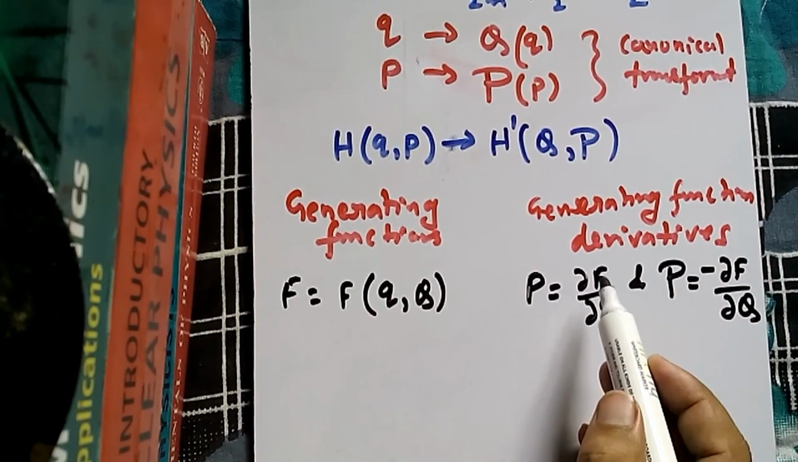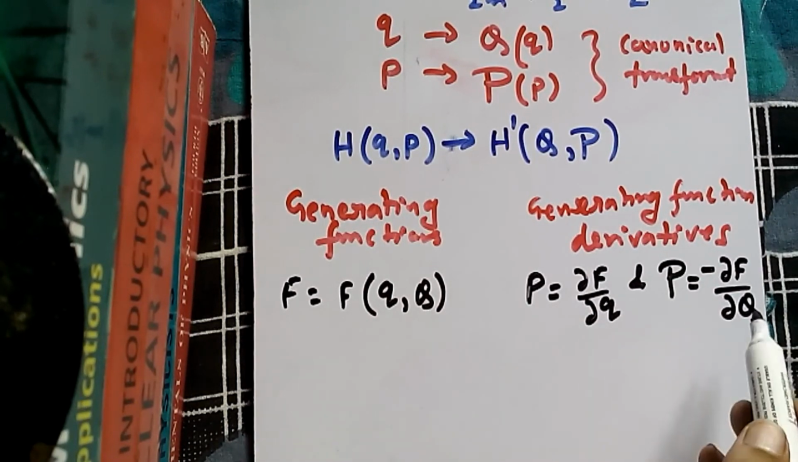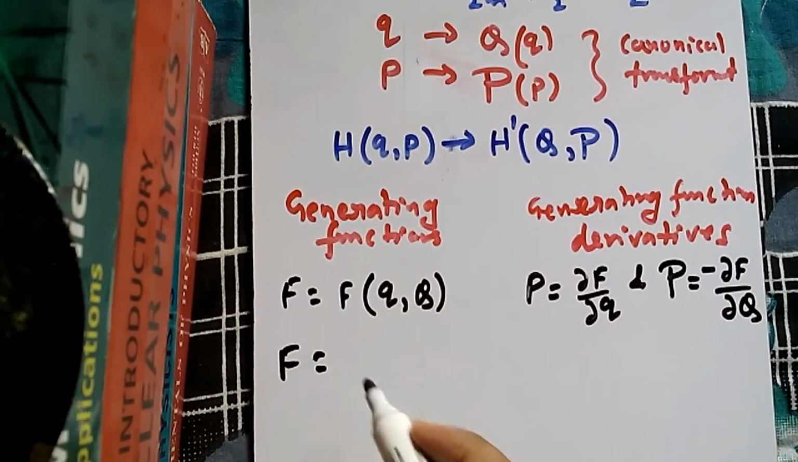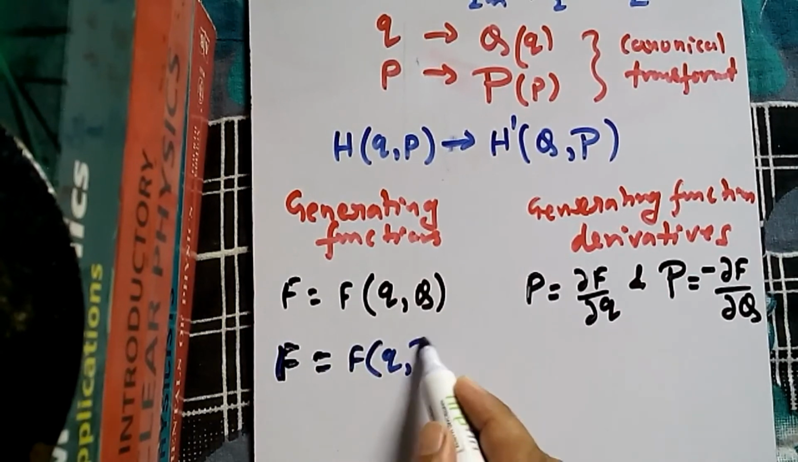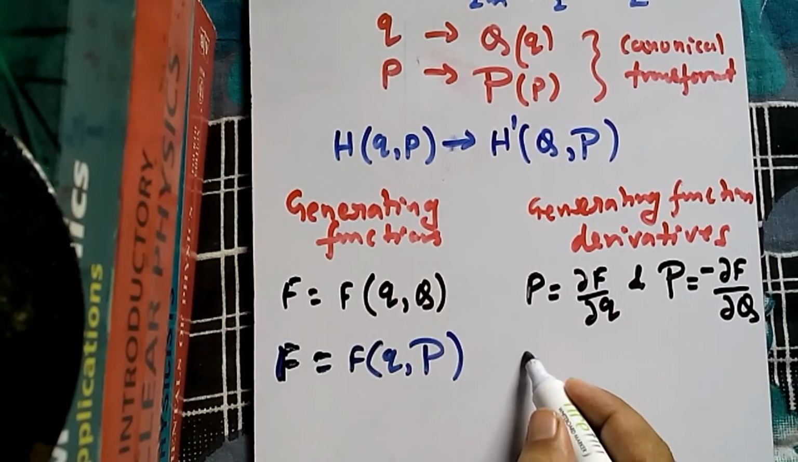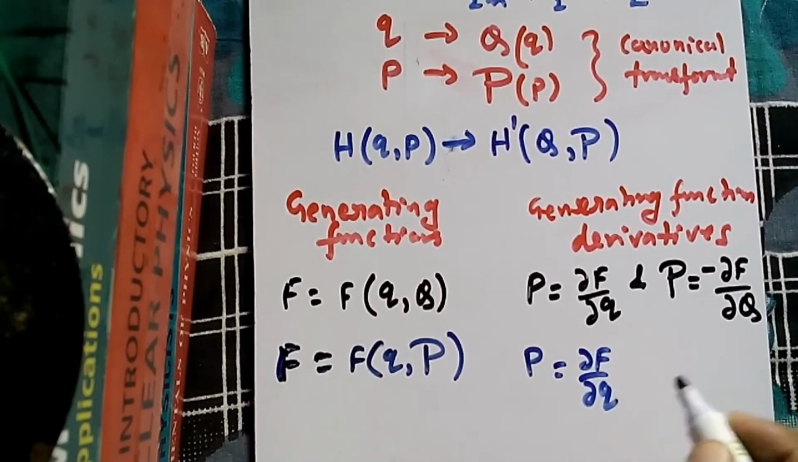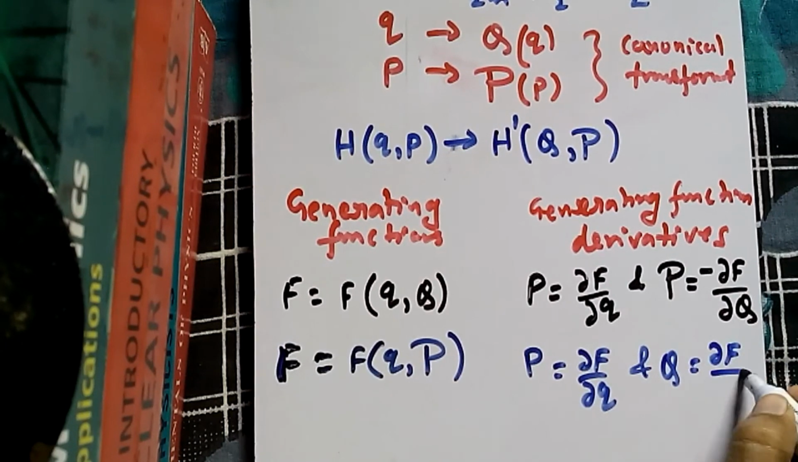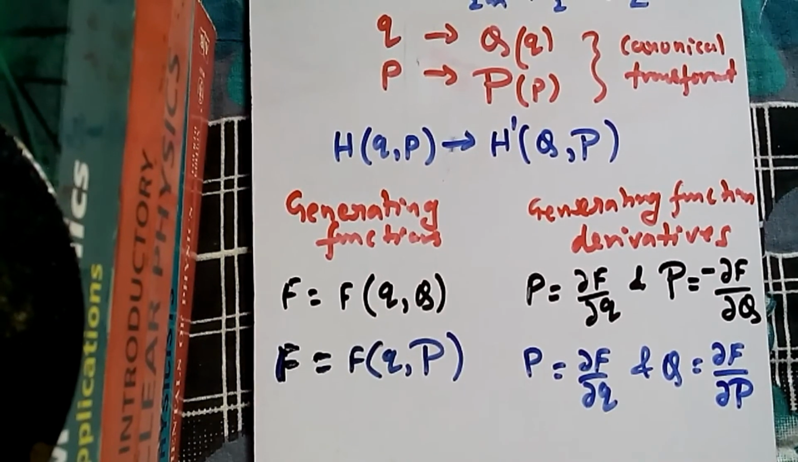It is obvious that this function can be differentiated with respect to small q, and this function can be differentiated with respect to capital Q. So these are the formulas you have to remember. Now a generating function can also be a function of small q and capital P, and therefrom we have two formulae. P is equals to del F by del q, and capital Q is equals to del F, here it's plus, it's not minus, by del capital P.